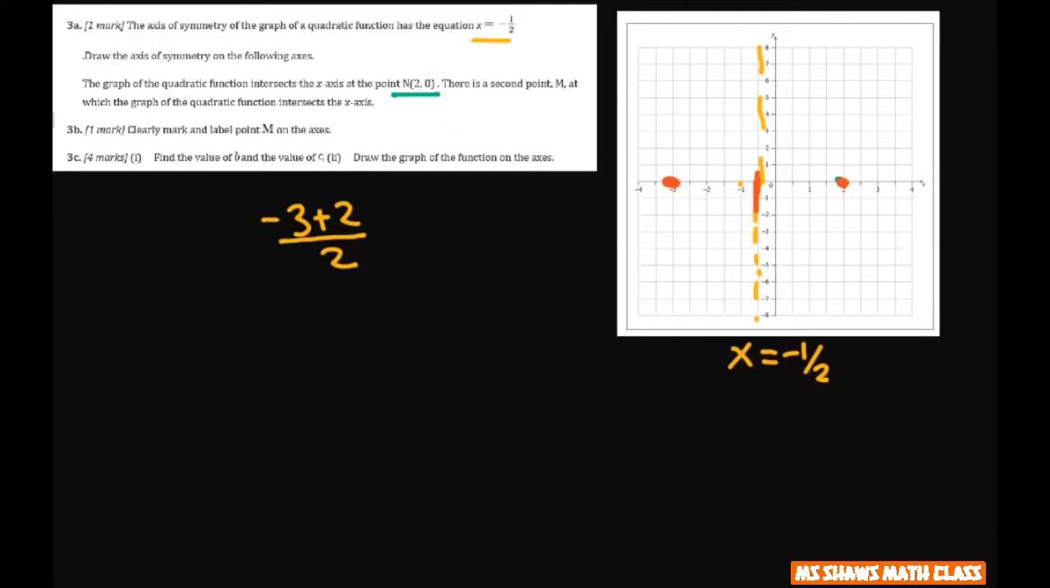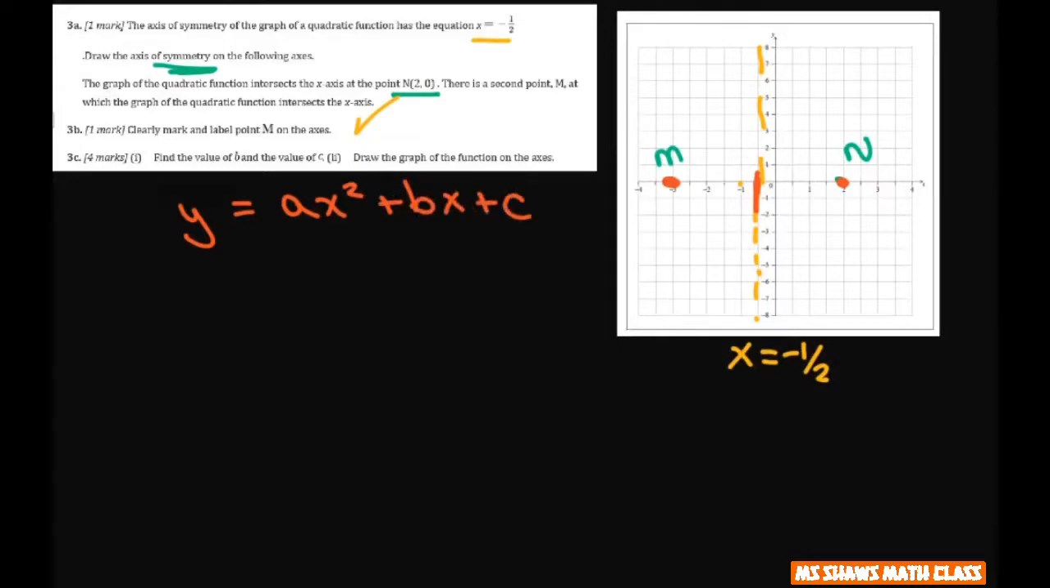So this is going to be your M. That's why it's called axis of symmetry. And this is your N. All right. So I clearly marked it. Check. Find the value of B and C of a quadratic equation. So what they want is they have the equation ax squared plus bx plus c. So we know that these are our zeros.